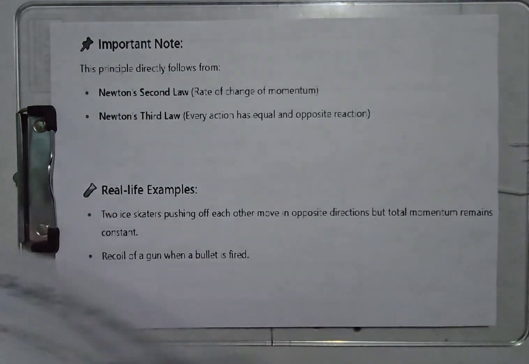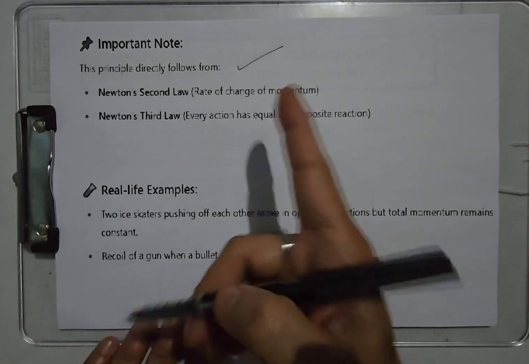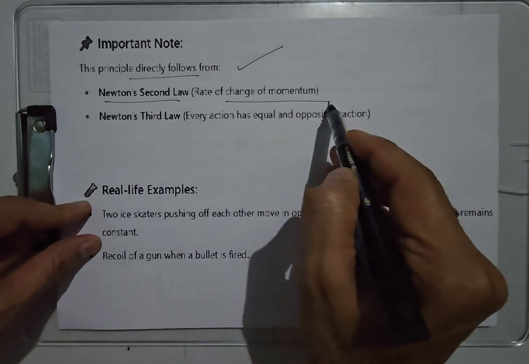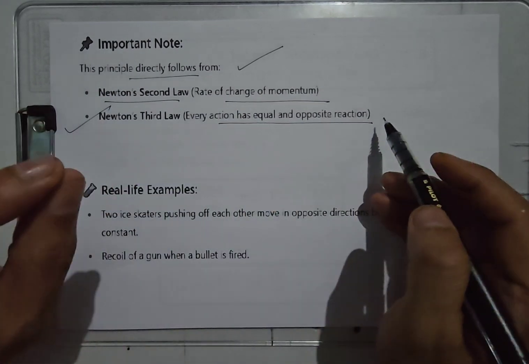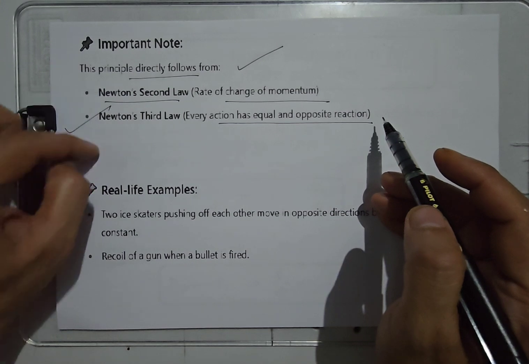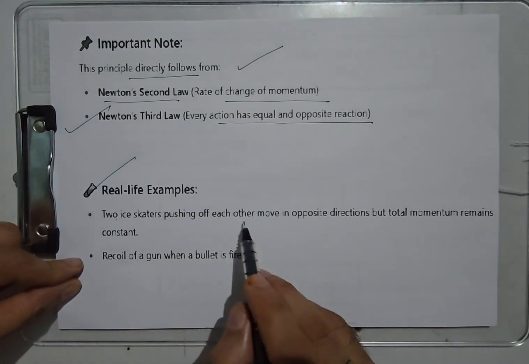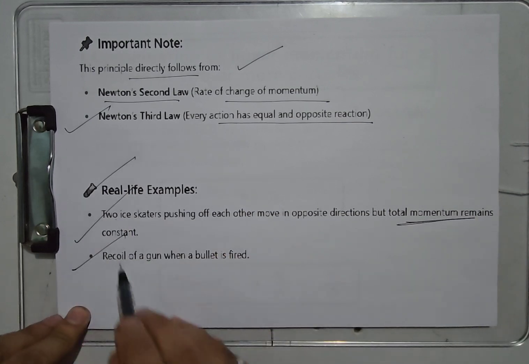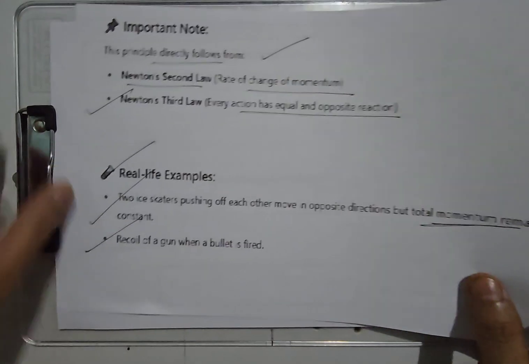Okay, now see, there are two important things. You can easily understand this law of conservation of momentum as I just discussed. This principle directly follows from Newton's second law, the rate of change of momentum, and Newton's third law, that every action has an equal and opposite reaction. So the law of conservation of momentum derives from Newton's laws itself. Real life examples: two ice skaters pushing off each other move in opposite directions, but total momentum remains constant. Second is the recoil of a gun when a bullet is fired. So these are certain real-life examples.